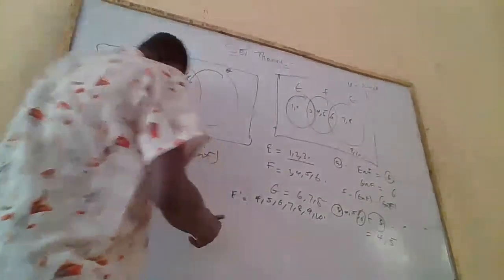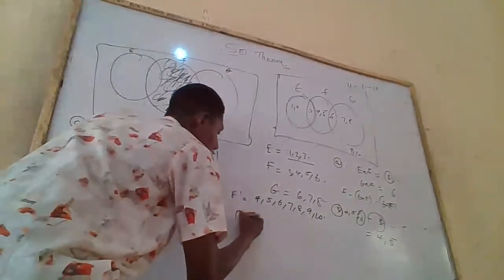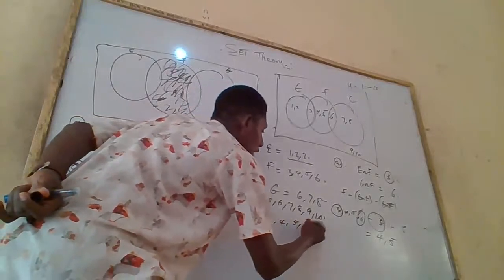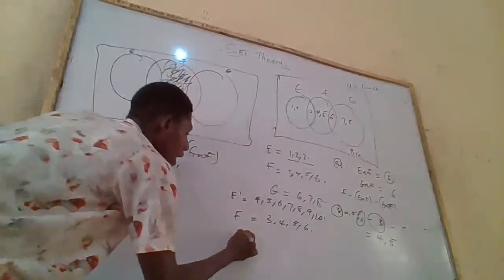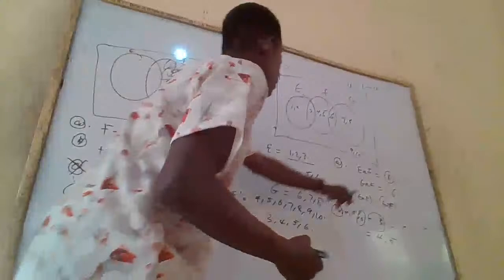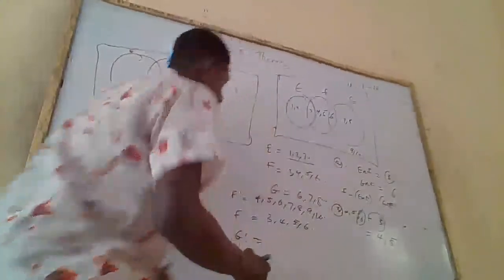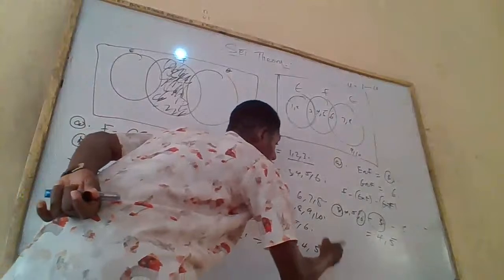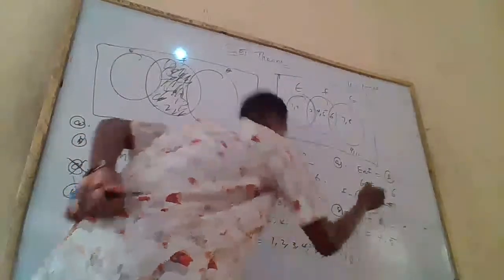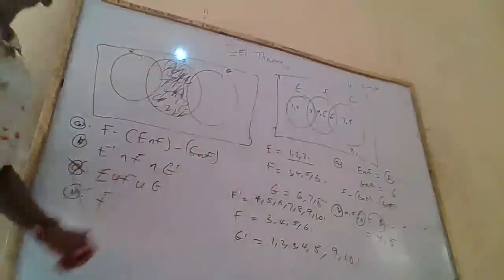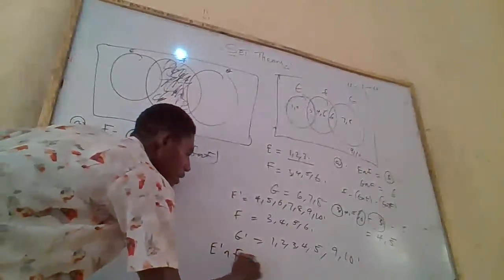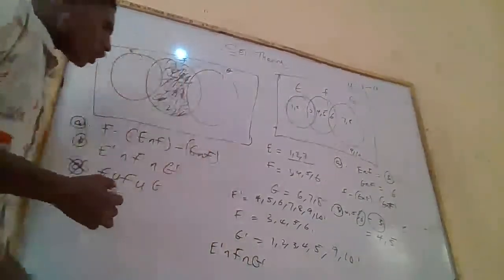Good. Now let's look at F. What's my F, please? 3, 4, 5, and what? And 6. Now let's go to G complement. What's my G? 6, 7, 8. So I'm left with 1, 2, 3, 4, 5, 9, and what? And 10. Now we want to do what? The intersection, right? So E complement intersection F intersection G complement.